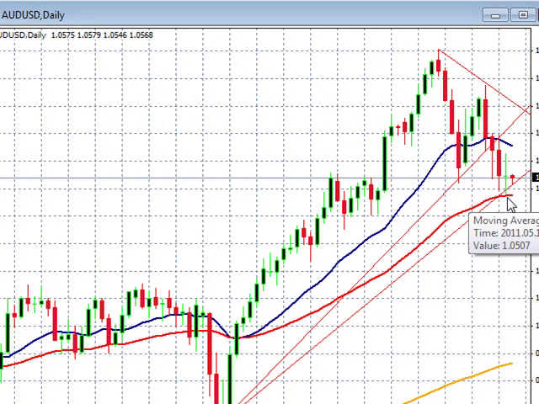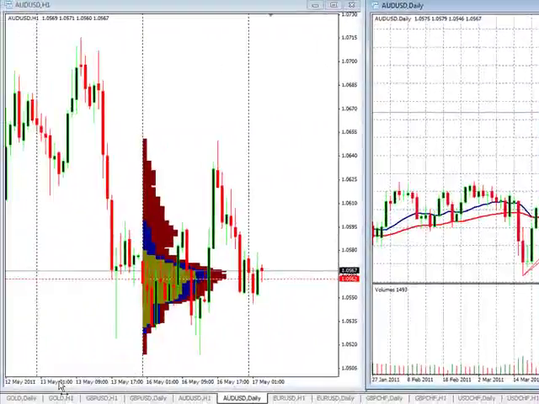Again, we're talking about high probability trades. There are some risk trades we can take. I mean, there's this M pattern we've been talking about for a couple of days also. But I want to see it break out of this pattern before I'm going to trade it.